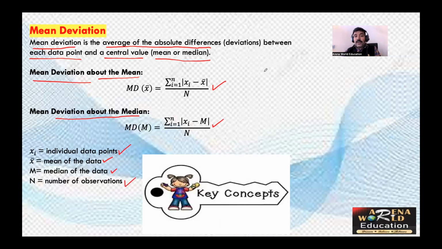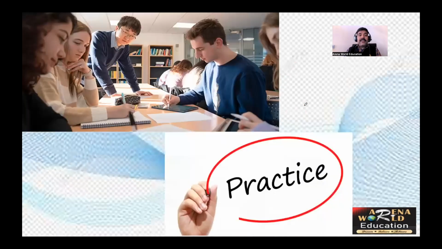If I talk about Xi minus X bar, that is the deviation from the mean, right? And we have taken its absolute value. When it comes to Xi minus M, that is the deviation from the median. And here we are also taking its absolute value, right? So these are a few basics about mean deviation.